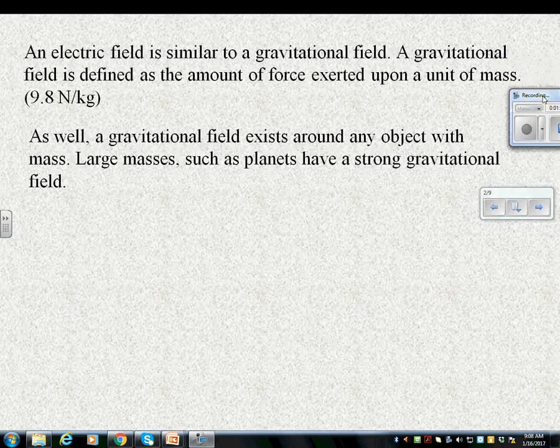As well, gravitational field exists around objects with mass. Any object with mass, pencil sharpeners, garbage cans, globes, falcons, all have mass and all have gravitational field, right? So gravitational fields exist around any object with mass. Large masses, such as planets, like the ones we saw in the TED Talk, have a strong gravitational field. Things that are smaller, not so big. Okay, so I'm trying to show you the similarities between gravitational fields and electric fields.